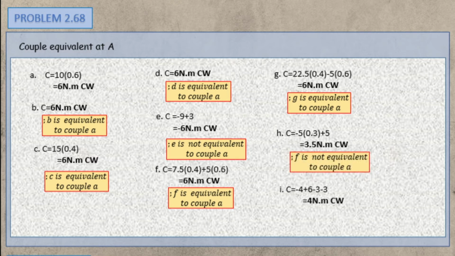For our I, we have couples rotating in clockwise direction. We have 4 Newton meter and 6 Newton meter. And we have couples rotating in counterclockwise, 3 Newton meter and another 3 Newton meter, so it will be negative. So the answer will be 4 Newton meter rotating in clockwise direction. So I is not equivalent to our couple A. I hope guys you have the copy of the textbook so that you know why it became like this.